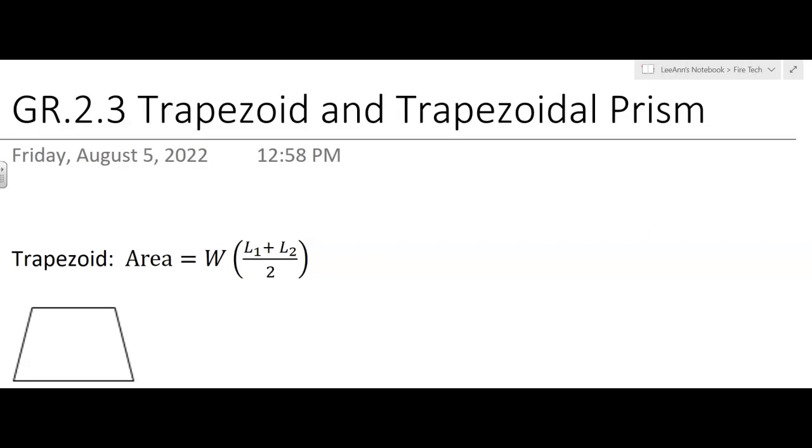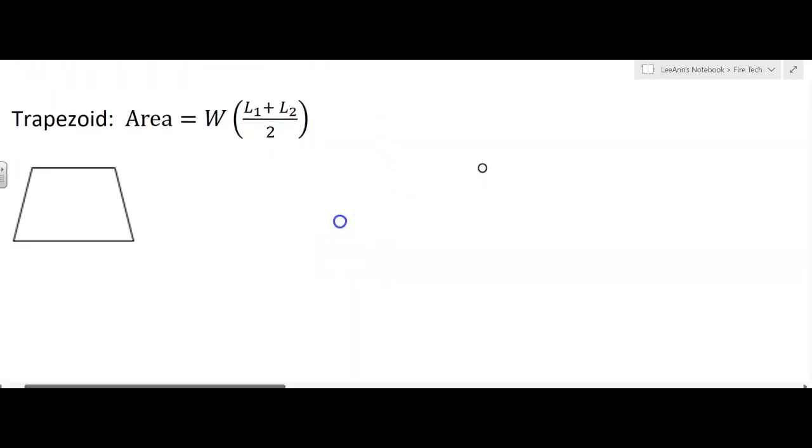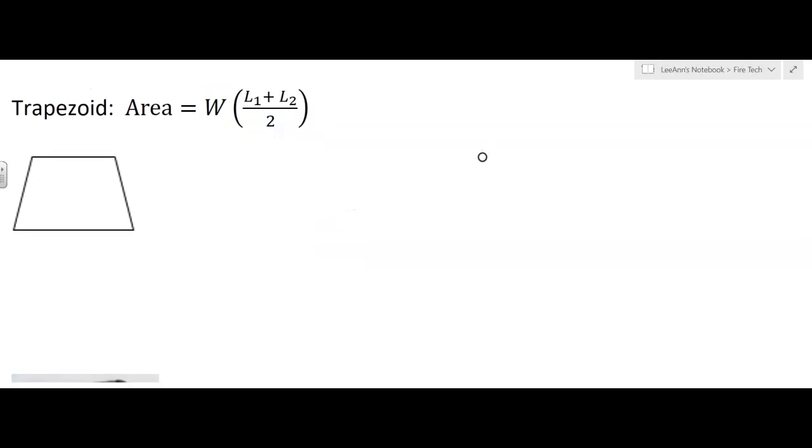So this is our last video in the geometry review, and we're going to be talking about a trapezoid and then a trapezoidal prism. Okay, so the formula for a trapezoid is a little more complicated. First we need to know how they get labeled on the diagram. So you have, and the definition, I guess.